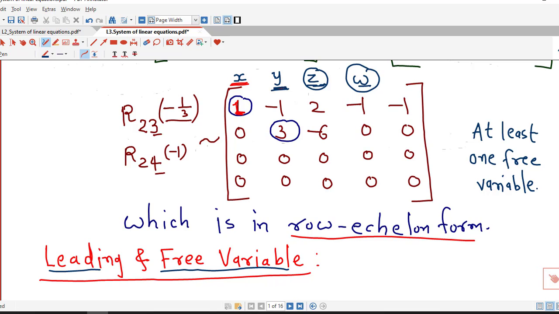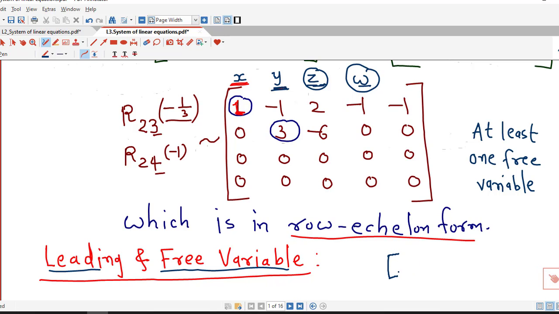So for an infinite number of solutions, we will always have at least one free variable in the row echelon form of an augmented matrix. In an earlier lecture, we have seen that the solution was unique. So if there is no free variable, then we will obtain a unique solution.